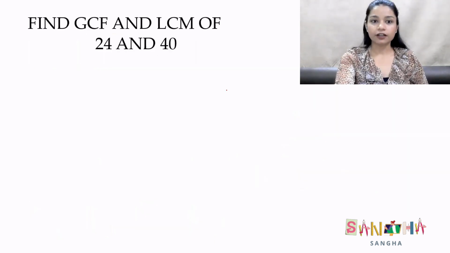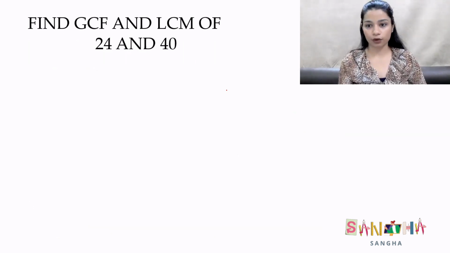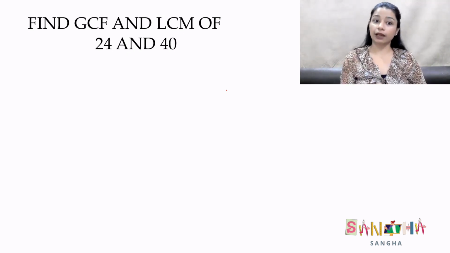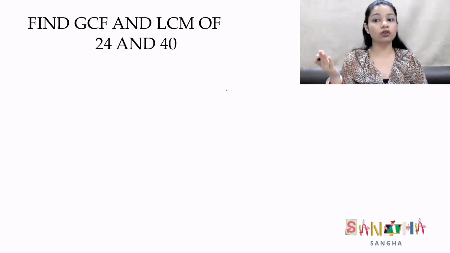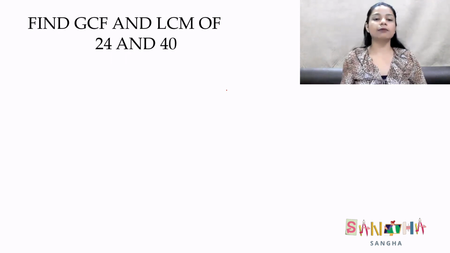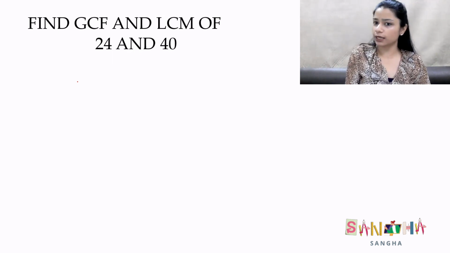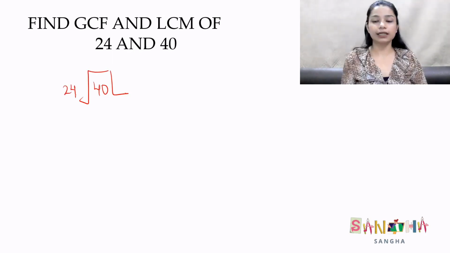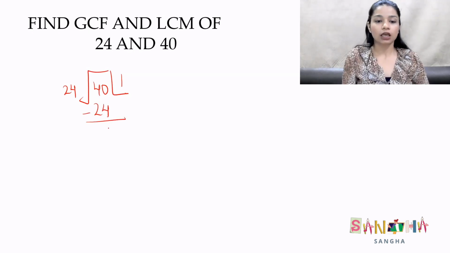Then the method that we are going to do is finding out GCF and LCM of 24 and 40. So first of all, before knowing the method, what you do is you find out GCF and LCM of these two numbers on your own with whatever method you know, right? So I am finding out GCF of 24 and 40 with division method. You can apply any other method and you can tell me what is the HCF.